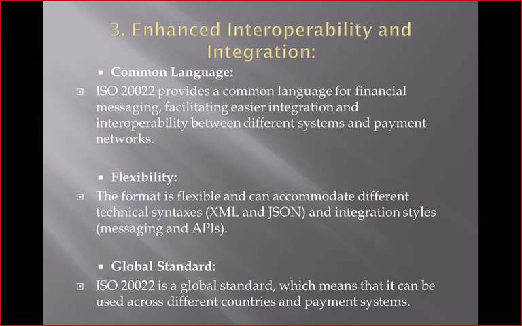Enhance interoperability and integration. It is a common language first of all, so it can be used everywhere. It provides a common language in the financial institution messaging system between them. Flexibility: the format is flexible and can be accommodated in different syntaxes like XML or JSON. Normally XML is used when QA want to integrate or validate the payment, and JSON is a language that can be used by developers. Both are provided by ISO in ISO 20022.